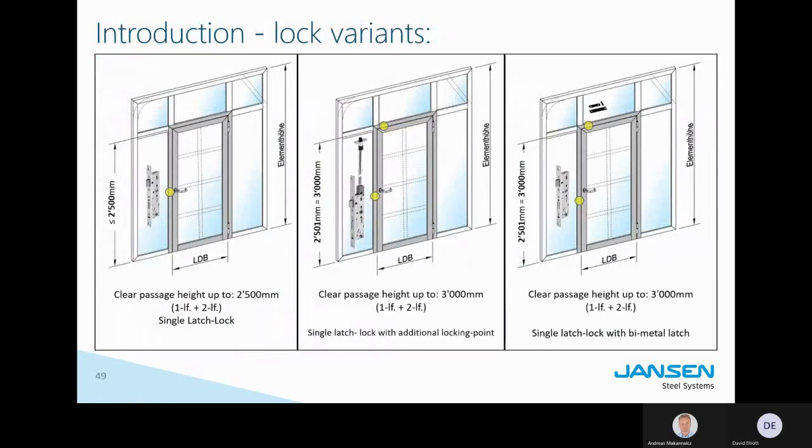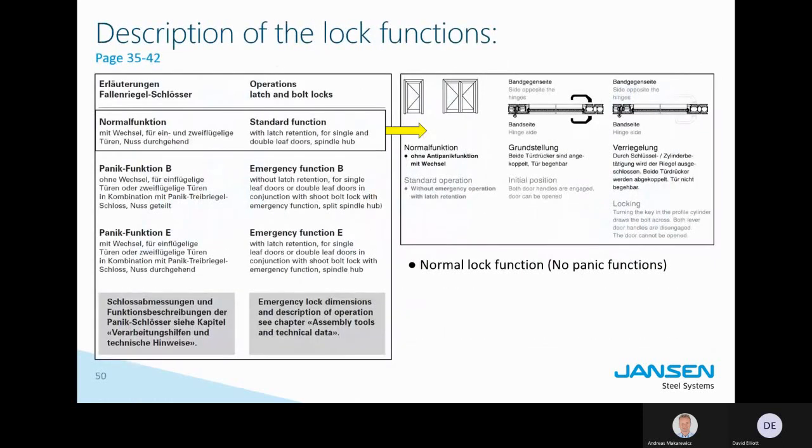Okay, so some possibilities here. There are, of course, many more, and I just want to give you a short overview of what you will find in the catalogs. All the locks that you will find in the Janssen catalogs will be described in a similar way. You will mostly find a normal function or standard function. This is just the opening and closing function.